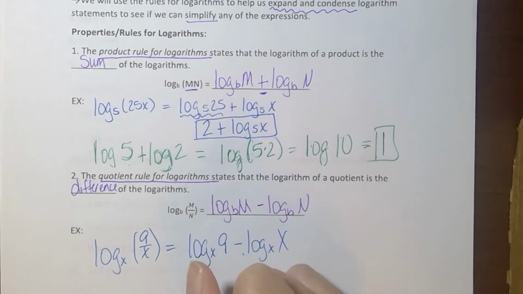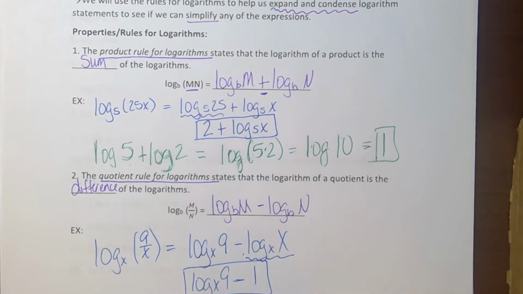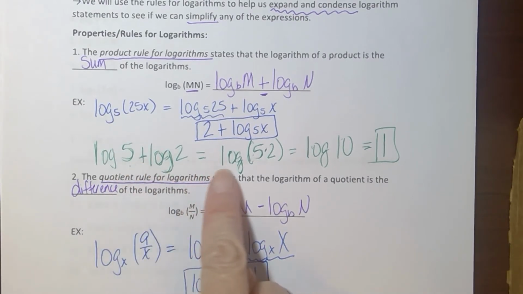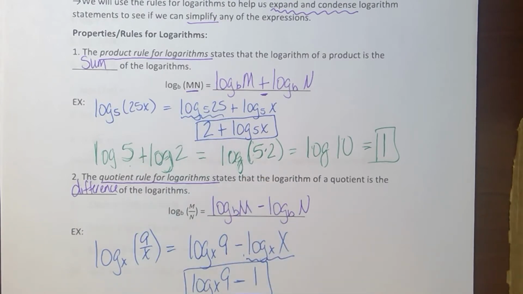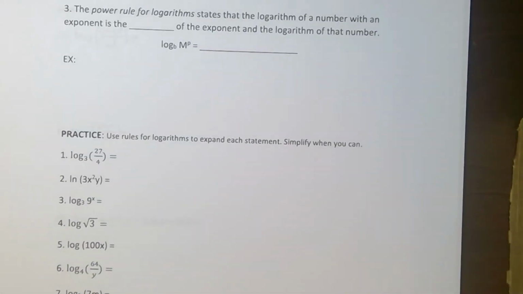Well, log base x of 9, there's nothing to do with that. But right here, log base x of x: what is the exponent on x that gives me x? Well, that's just 1. So sometimes when I expand, this is an example of expansion, or condense, it lets me simplify, but that's not a given. It doesn't always simplify. Sometimes we just work through it and change the way it's written.